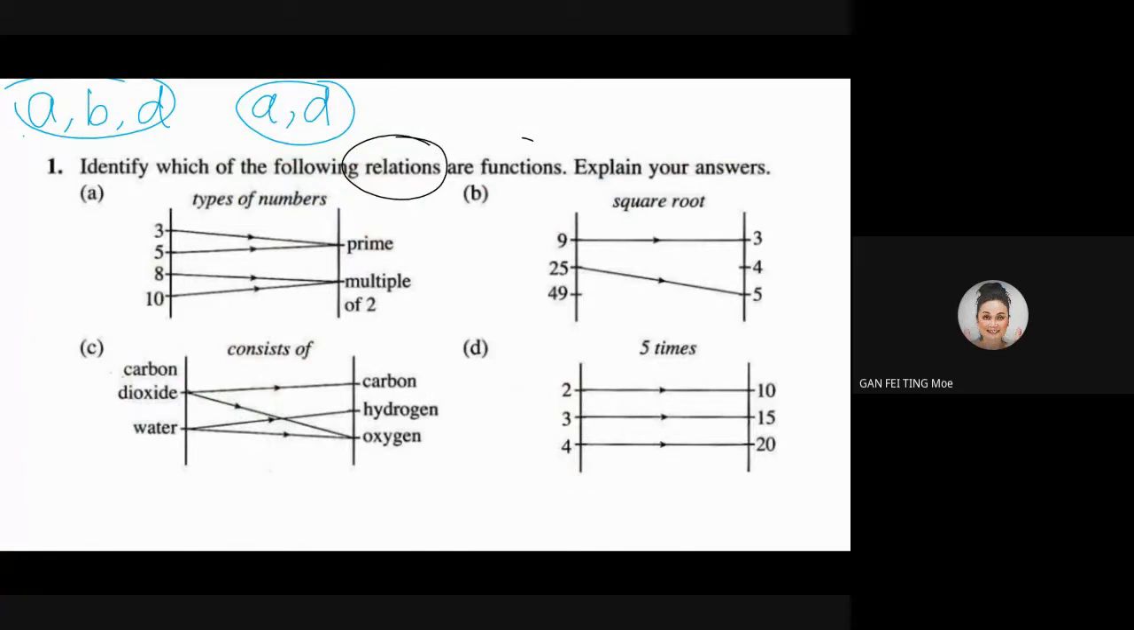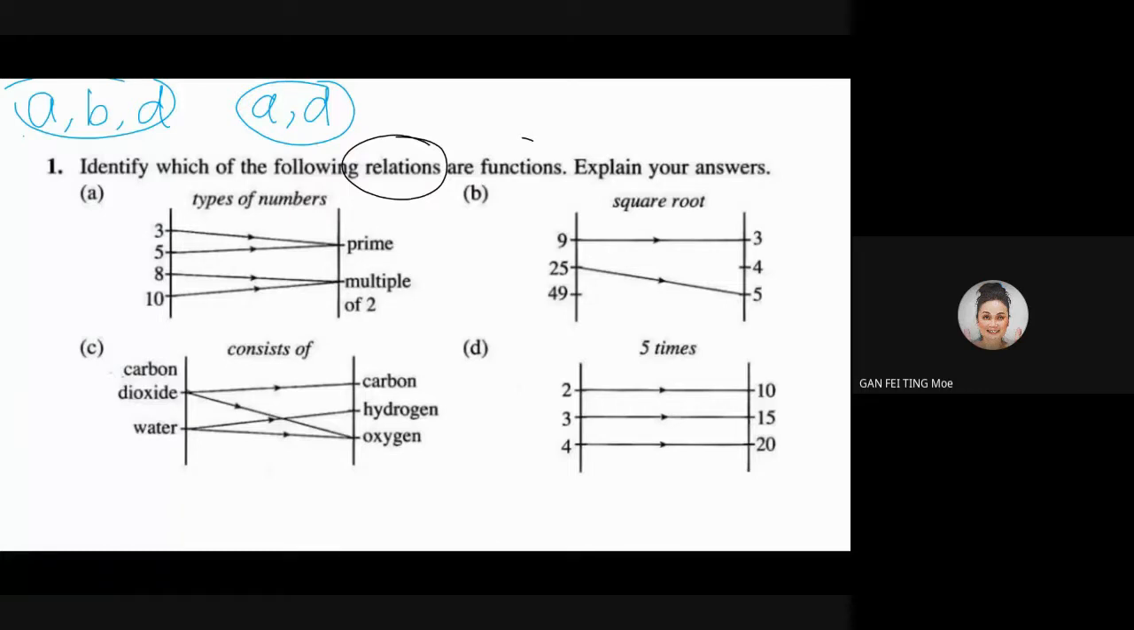Okay, so let's check. How about the rest? Guys, to me, these are hot questions. Easy, but in the exam, you might not know which one is correct. Don't know how to choose the answer. Okay, identify which of the following relations are function.